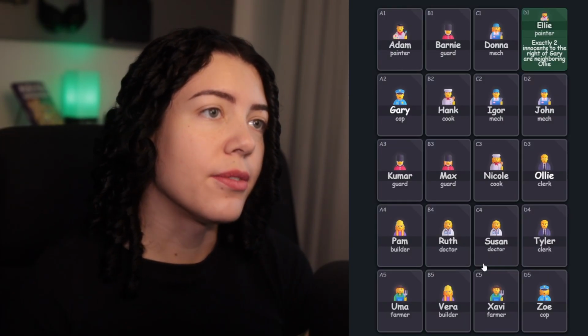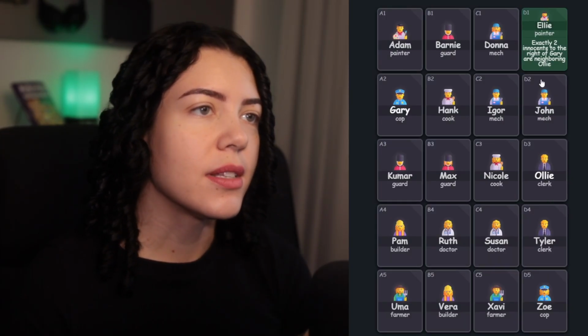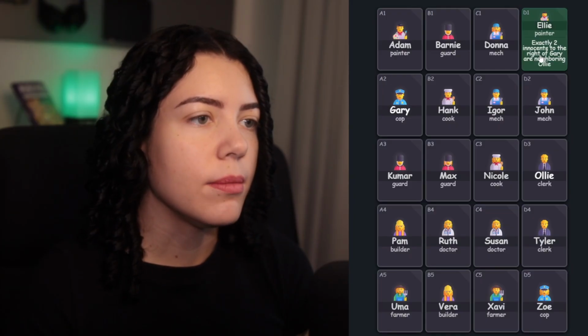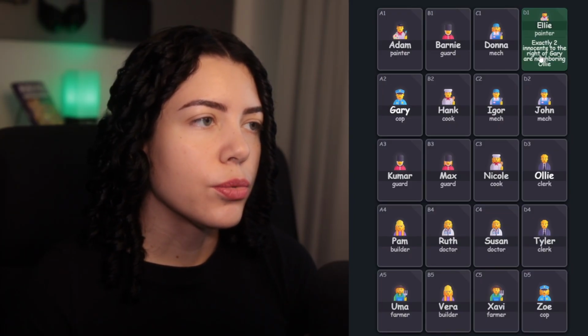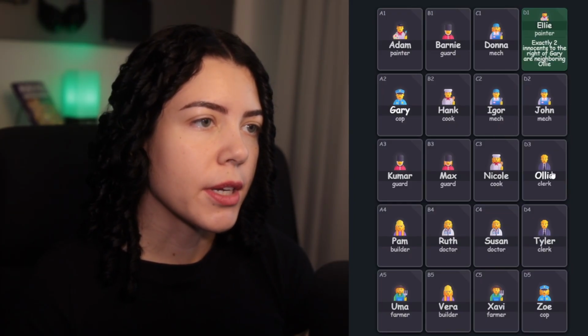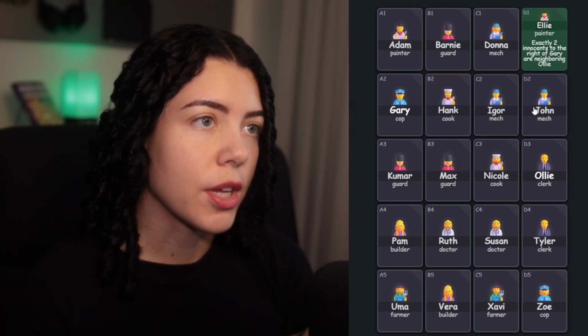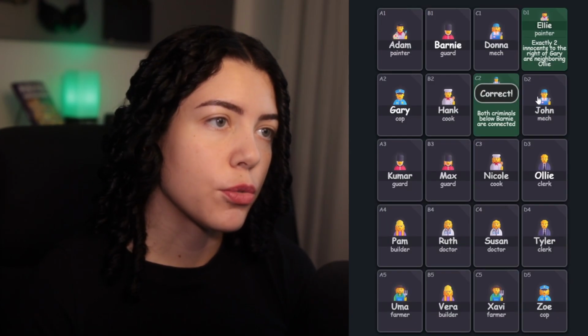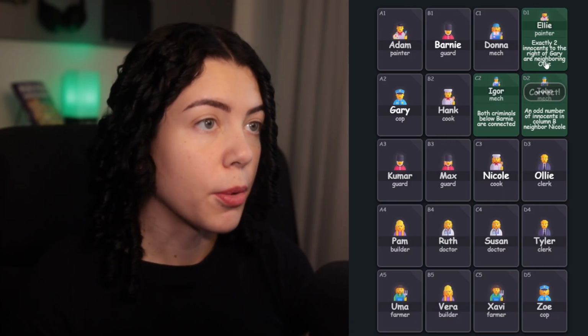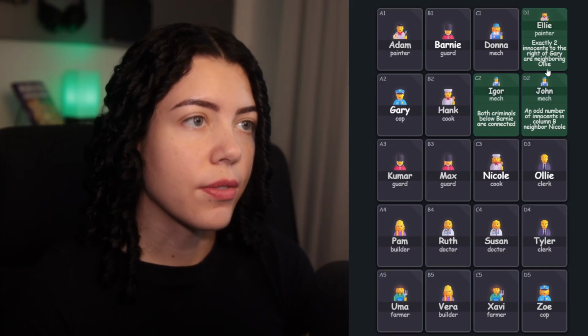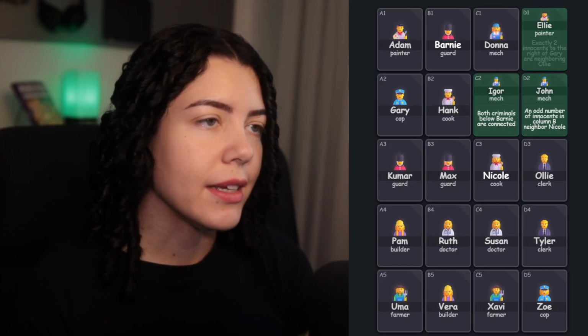We start with Ellie telling us that exactly 2 innocents to the right of Gary are neighboring Ollie. So to the right of Gary, the people who are neighboring Ollie are Igor and John. So that's 2 people, which means that both of them have to be innocent, since 2 people are innocent to the right of Gary neighboring Ollie.